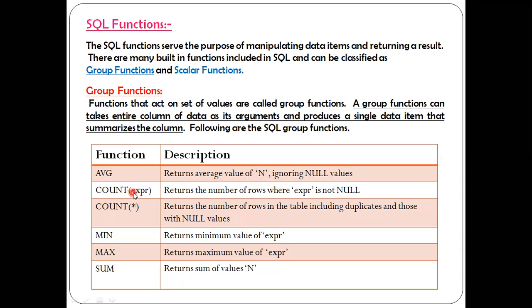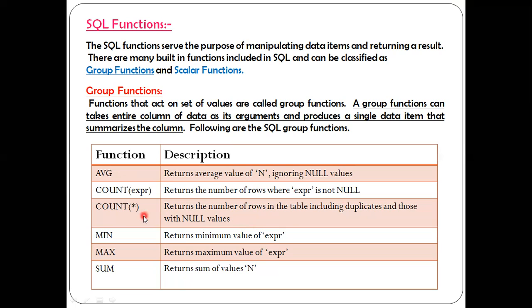The second function is COUNT of expression, COUNT(EXPR). It returns the number of rows where the expression is not null. It returns the number of rows which are present in that particular column. For example, if 10 records are there, it is going to return 10. If 8 records have values and 2 are blank, it is going to return only 8. If some rows are empty, it won't count them. It must contain some value, then only it is going to count. If it does not contain any value, it won't count.